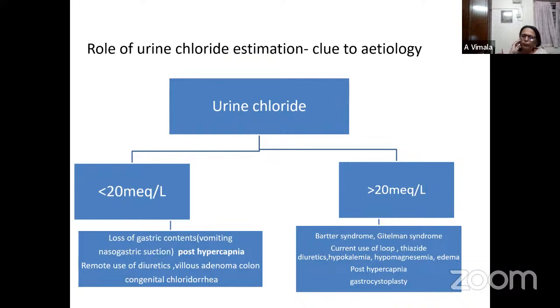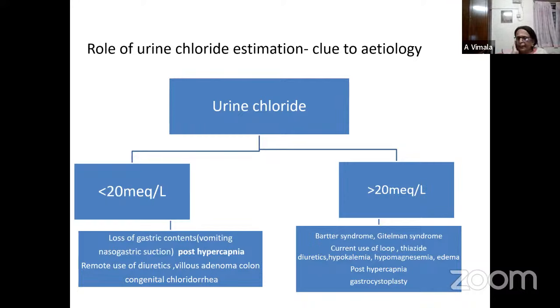So when a child becomes hypovolemic, the renin-angiotensin system gets activated and will try to reabsorb as much sodium and chloride. So in remote use, urine chloride will be less. In the current use, urine chloride will be more. Villous adenoma of the colon gives the same result. Congenital chloridorrhea can also produce a chloride less than 20. So when you confront a urine chloride less than 20 in a patient with simple metabolic alkalosis, your concentration is mainly on the gastrointestinal tract.